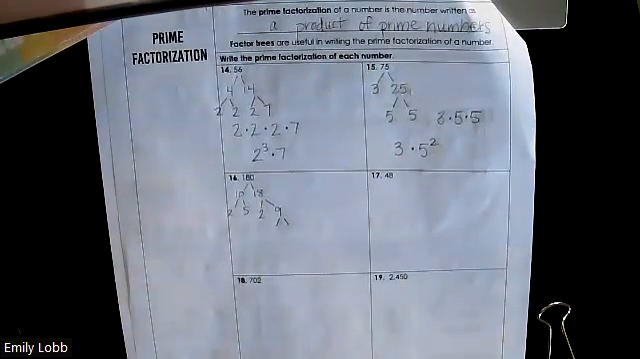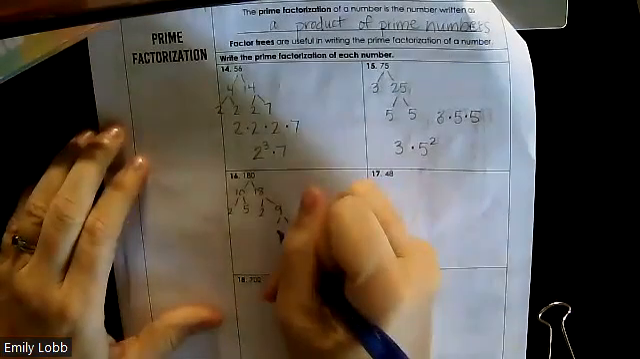Not 6. What, Peyton? 2 times 3 is 6, but this is a 9 that we're trying to make. 3 times 3. Thank you. All right.